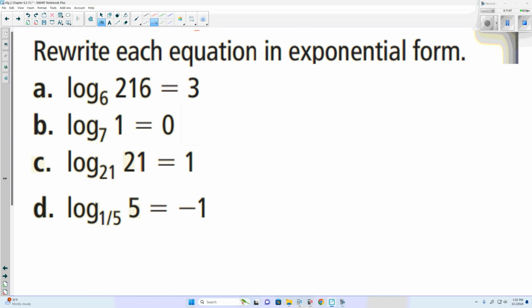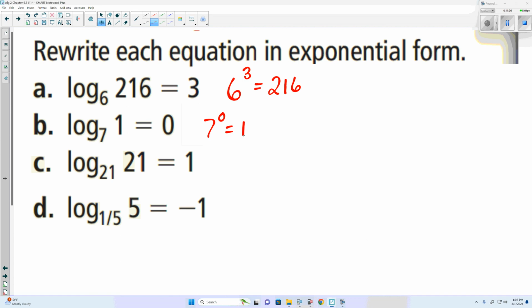Let's look at A. Log base 6 of 216 is equal to 3. 6 to the third equals 216. So 6 to the third power is 216. How about the next one? 7 to the 0 power is equal to 1.